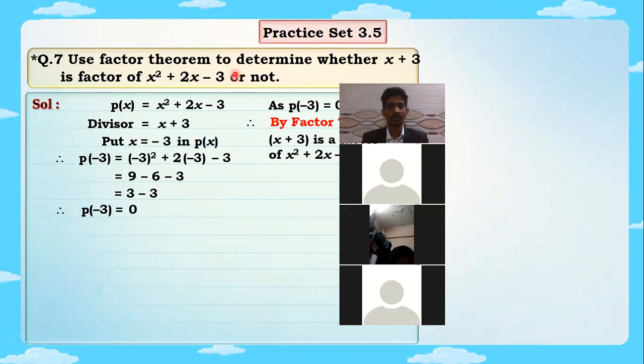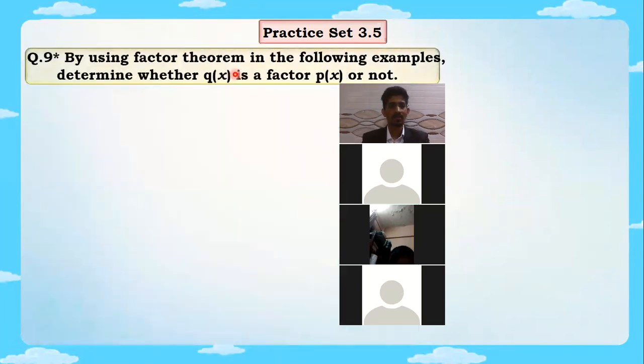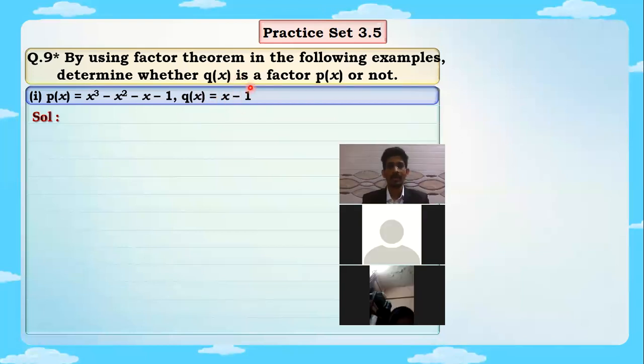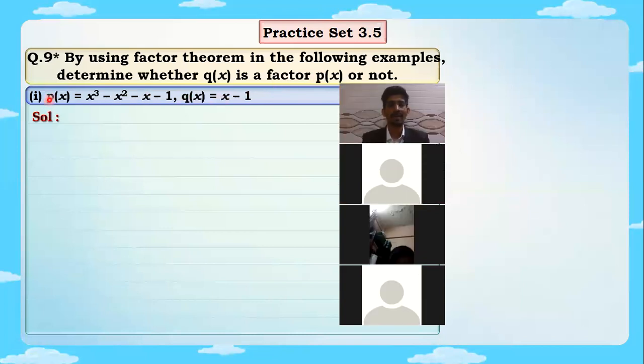Let's take one last question of the day, and that is nothing but this question, question number 9. The question is: by using factor theorem in the following example, determine whether q of x, meaning this polynomial that is the divisor, is a factor of p of x or not. So here, students, there are two polynomials given to us. The polynomial with the highest power is the dividend, the polynomial in which we have to substitute the value. Let's write down the given polynomial as it is. And q of x, this is another polynomial, that is the divisor.